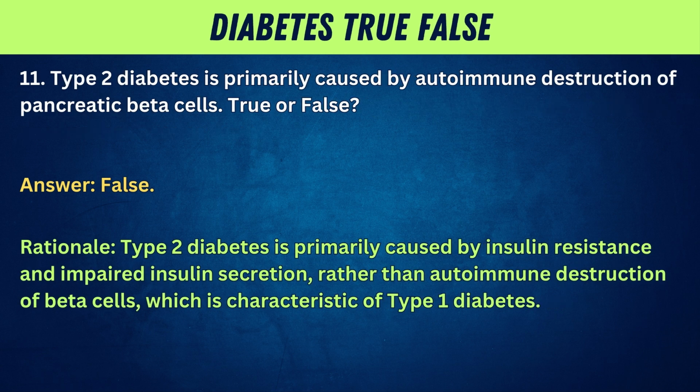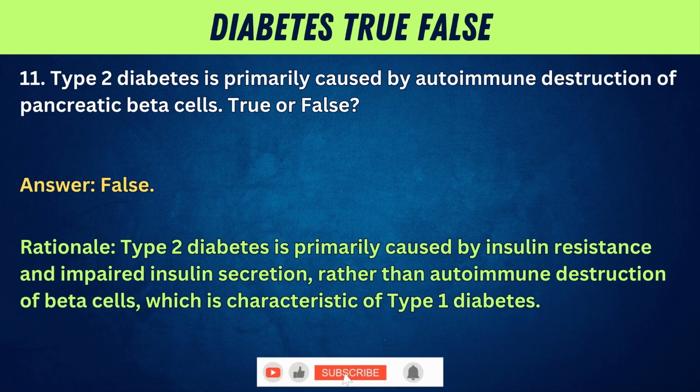11. Type 2 diabetes is primarily caused by autoimmune destruction of pancreatic beta cells. True or false? Answer: false. Rationale: type 2 diabetes is primarily caused by insulin resistance and impaired insulin secretion, rather than autoimmune destruction of beta cells, which is characteristic of type 1 diabetes.